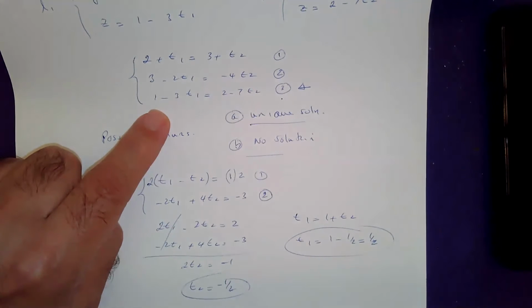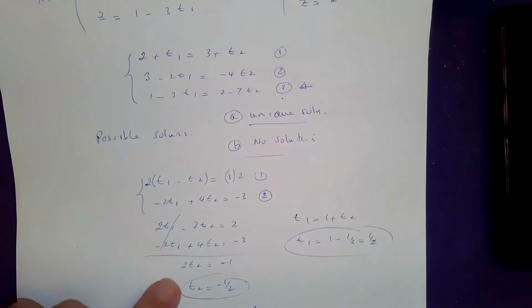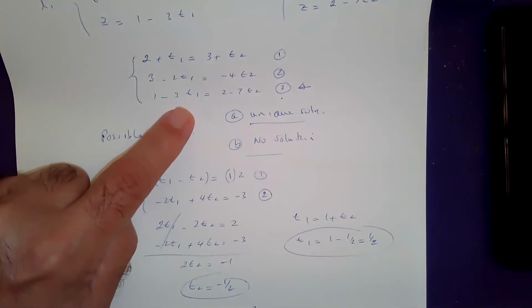Well, let's see now. 1 minus 3T1. Is that the same as 2 minus 7, what? Where am I? T2. Okay, let's see. Back up. What was T1? T1 was plus 1/2, was it? And what was T2?